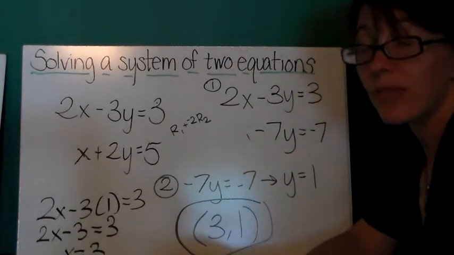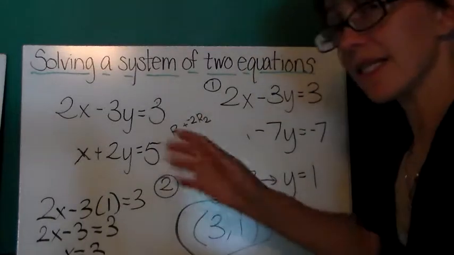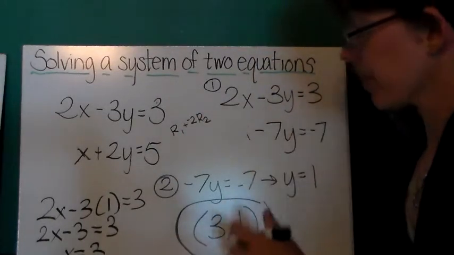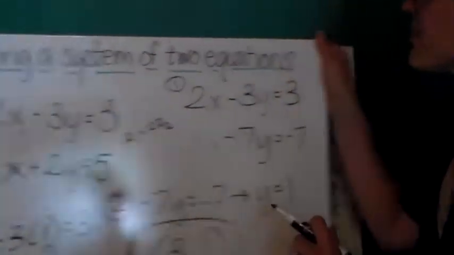Again, this represents, just as we talked about before, the point where these two lines intersect on the coordinate plane. They intersect at the coordinate point (3, 1).